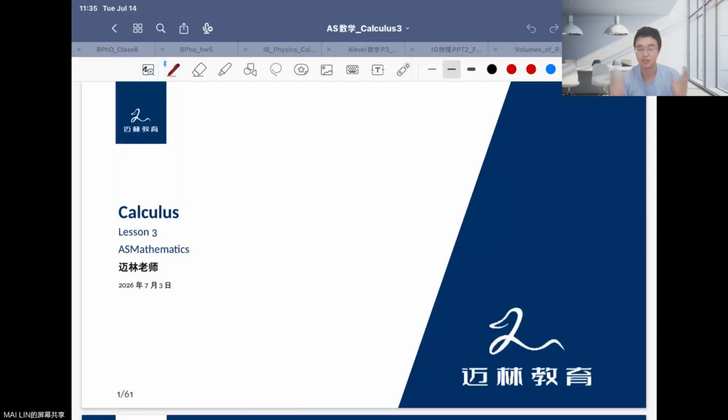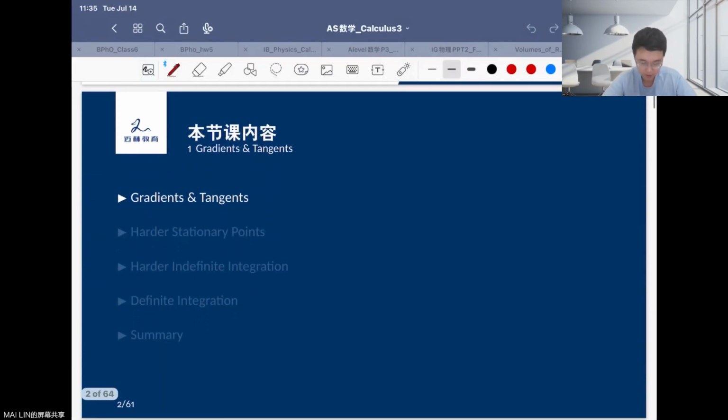Okay, hello guys. Today let's go into the calculus part. Let's move to the first part: gradients and tangents.